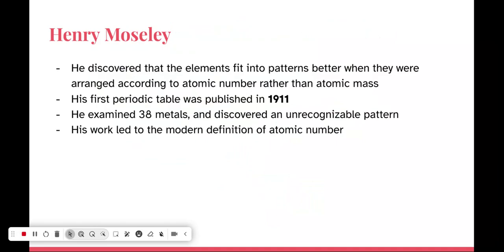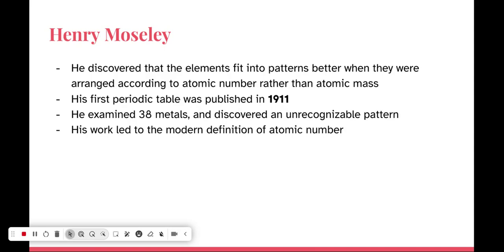So atomic number is represented by the number of protons in an atom, and it can also help determine the element an atom belongs to. And atomic mass can be a little unreliable too, since there are isotopes which can vary the number of neutrons. Henry's first periodic table was published in 1911, although since then he and many other chemists have created newer and better versions with more elements.